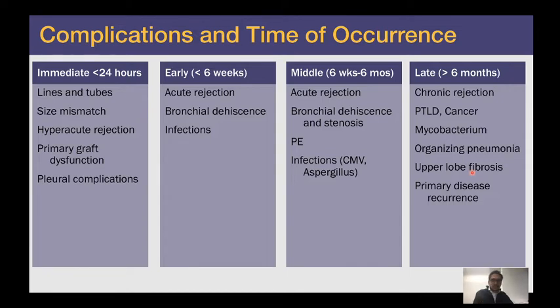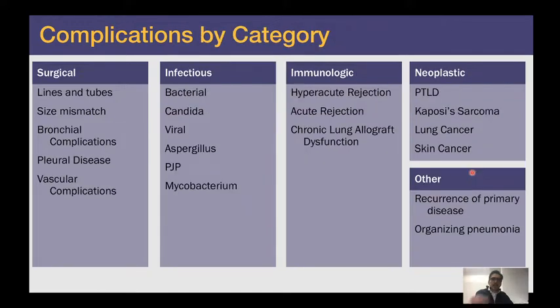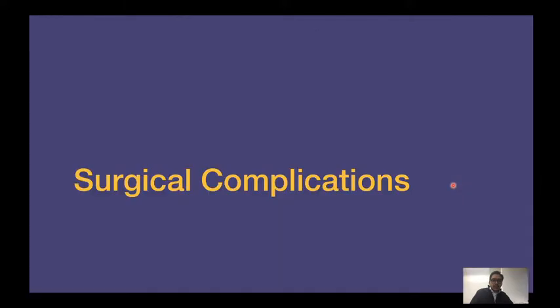So the way I remember it, and the way I think is easier to remember it, is by thinking about these complications in terms of their category. So we can talk about surgical complications, infectious complications, immunologic, neoplastic, and other. Okay, and if you do it this way, for me at least, it's easier to remember these complications. And then within each section, you can remember, oh, this is something that happens earlier, or this is something that happens later. Okay, but we'll talk about all of these categories. So let's start with surgical complications.